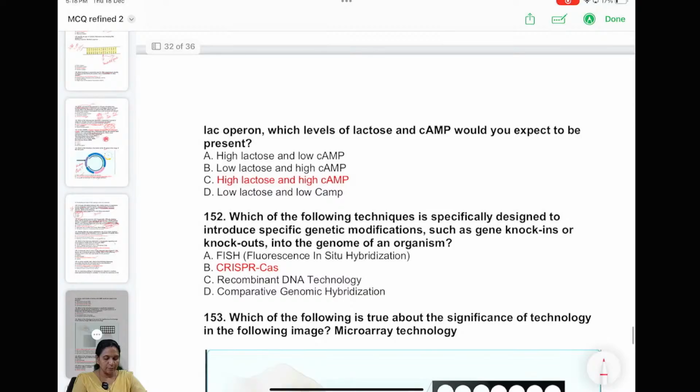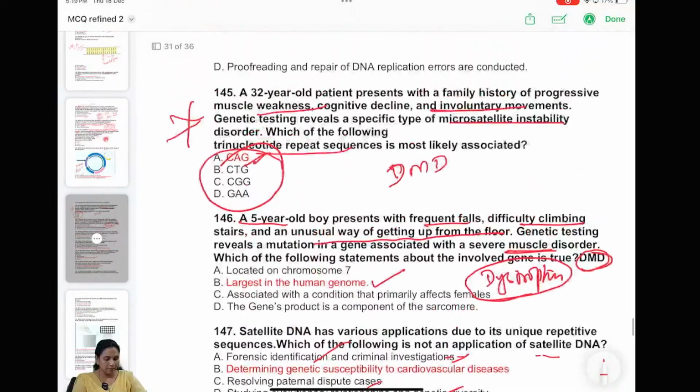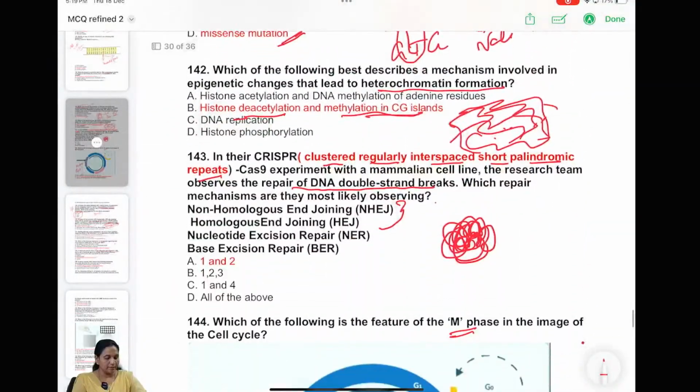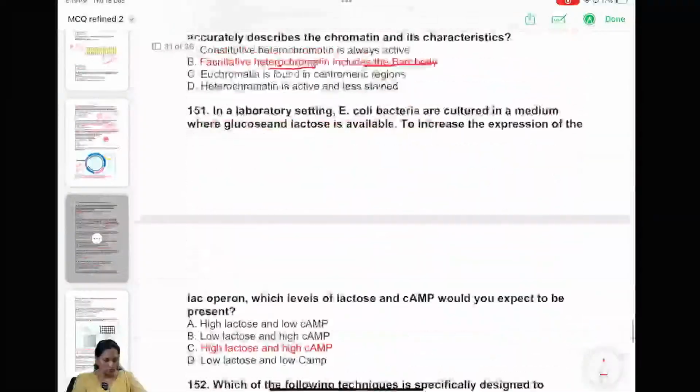Which of the following techniques is specifically designed to introduce genetic modifications such as gene knock-ins and gene knockouts into the genome of an organism? CRISPR-Cas. We said in vitro earlier, right? Earlier in the CRISPR technique, homologous end joining and non-homologous end joining. The same applies here. Okay.